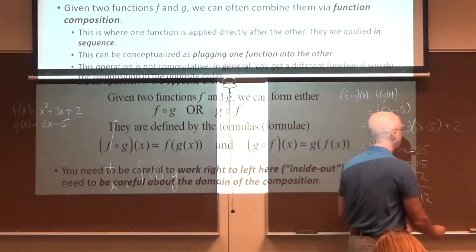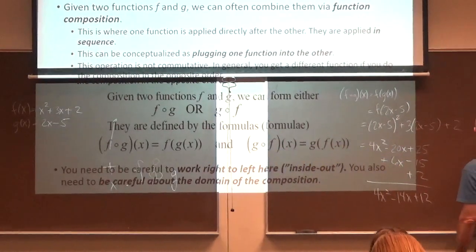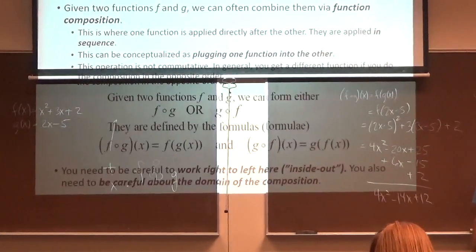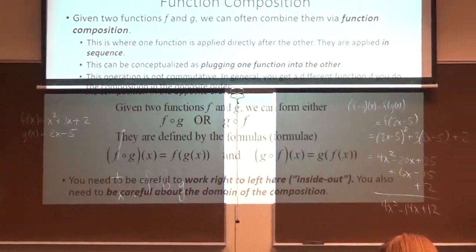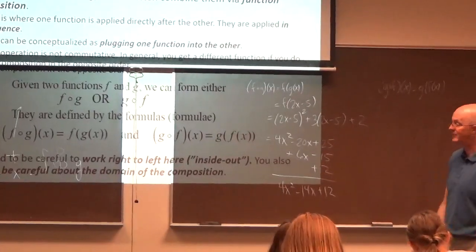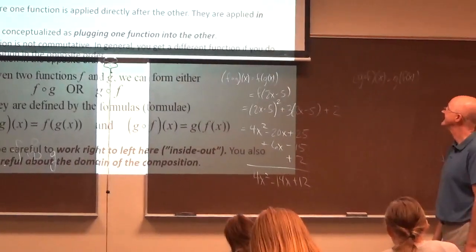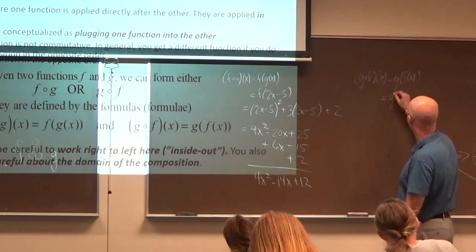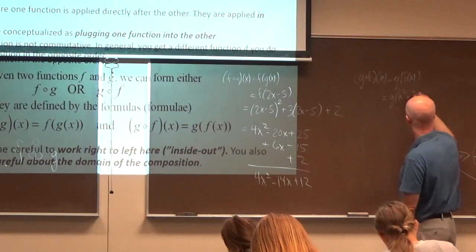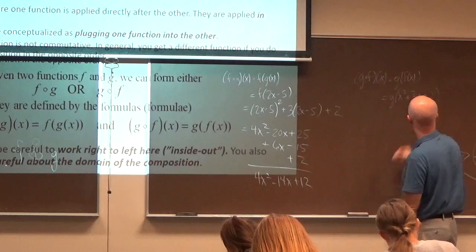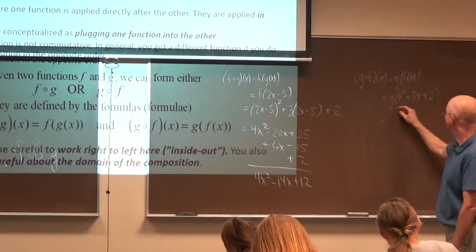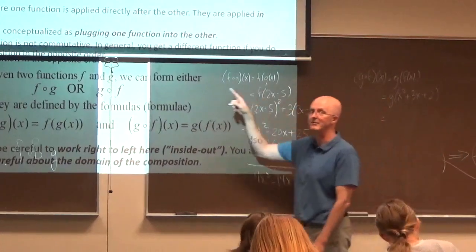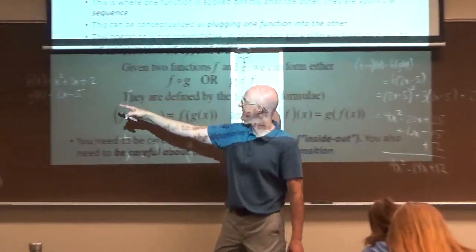But what if I do it the other way around? g circle f, g composed f of x, plug the output of f into g. Apply f first, then g. What's the formula for f? It's x squared plus 3x plus 2. Take that entire thing, that trinomial, and plug it into the formula for g in place of the x, right there.